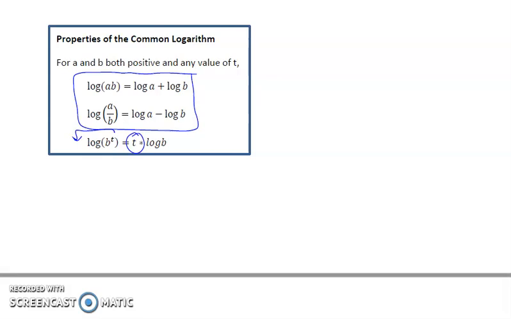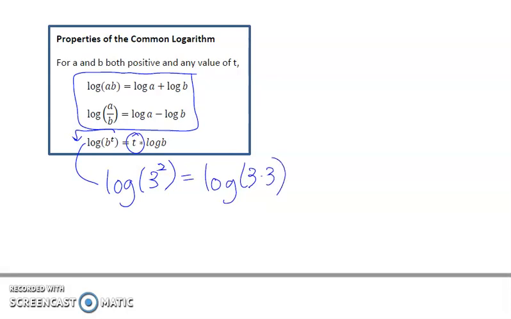To explain why this rule works, let's say I have a log of 3 to the second power. That would be the log of 3 times 3. If I go back to Rule 1 here, I can separate that into log of 3 plus the log of 3.